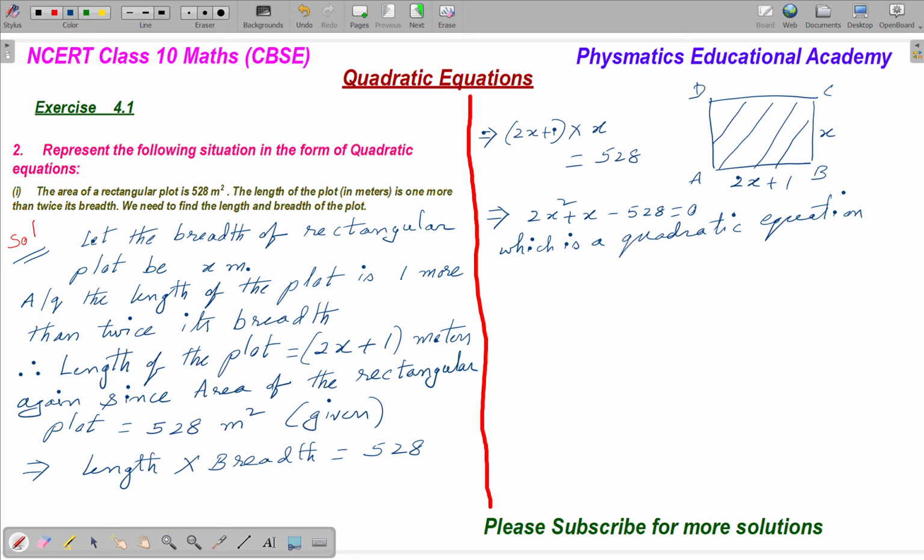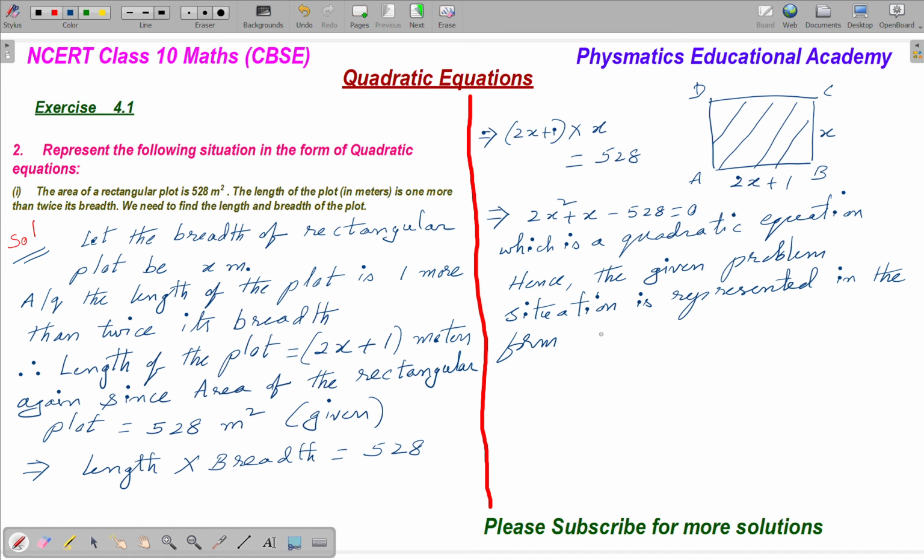Hence, the given problem situation is represented in the form of a quadratic equation.